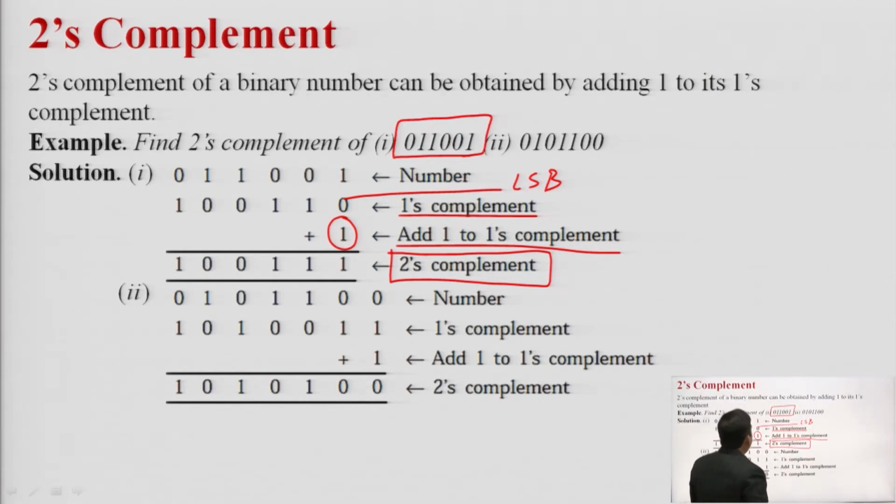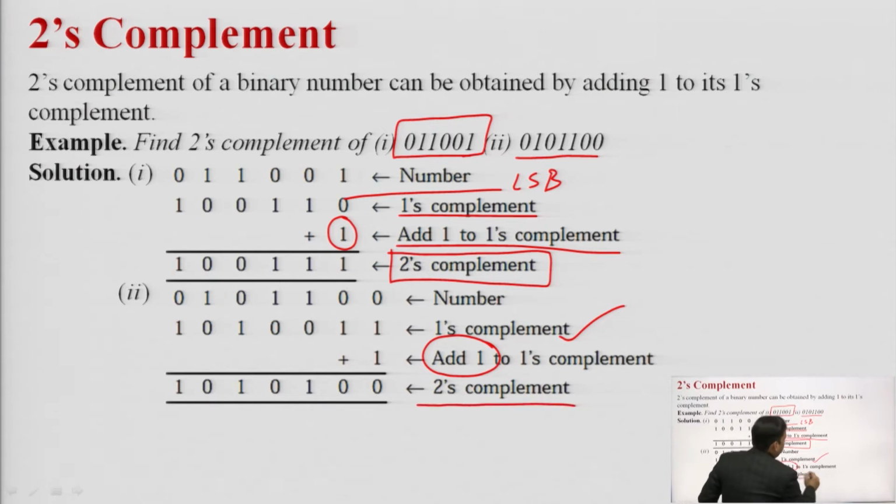Again we have a second example, let's say 0 1 0 1 1 0 0. Then again how can we find the twos complement? First we perform the ones complement, and after that we add 1 to the LSB. In this way we can obtain the twos complement of a given number.